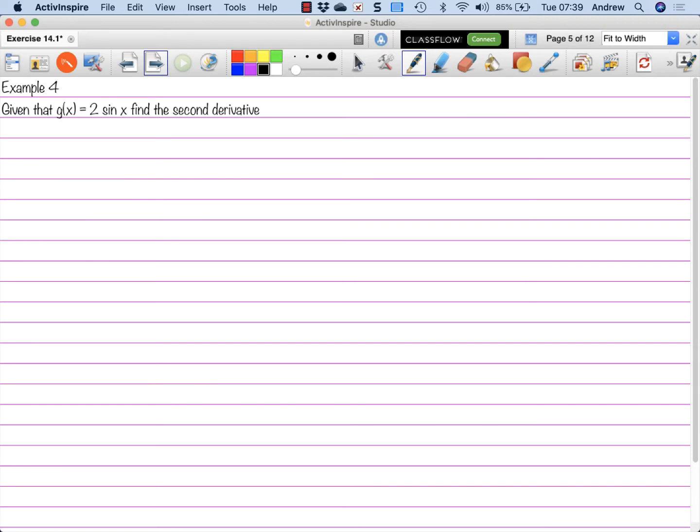Okay, example number 4. We're going to be differentiating twice, finding the second derivative of 2 sine x. So over here, I'm writing down sine, cos, minus sine, minus cos. And if we're going this way, we are differentiating.